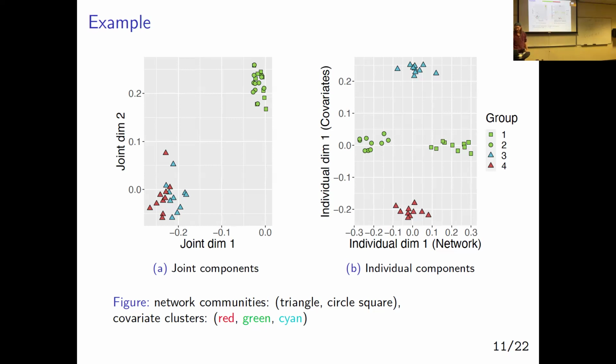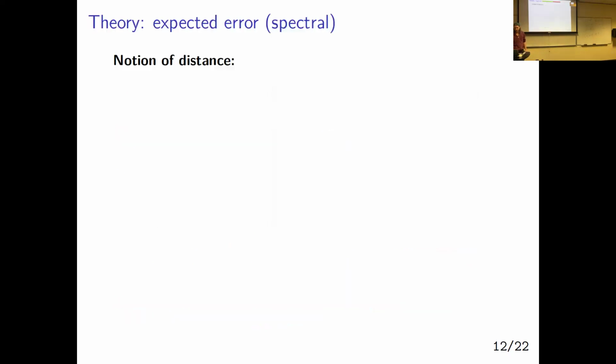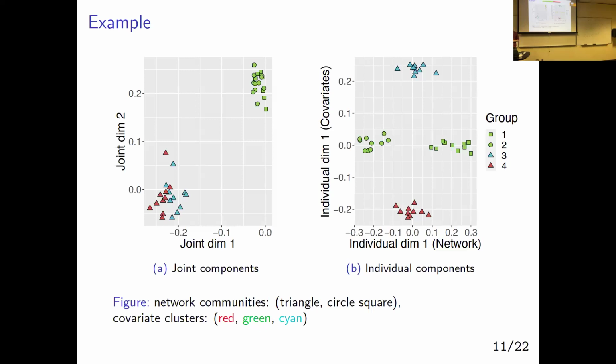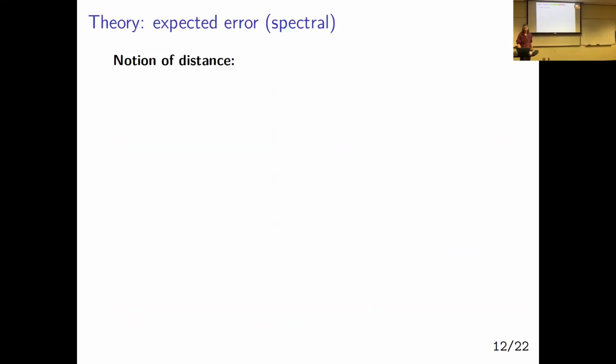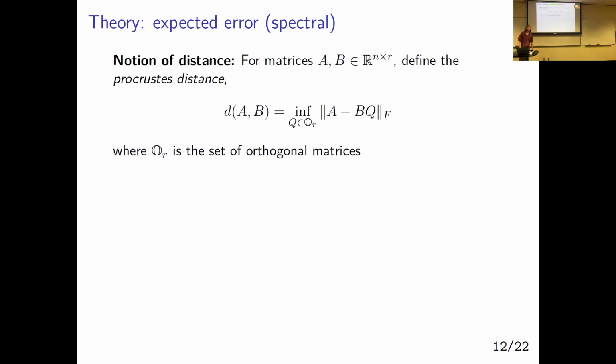So that's great. That's kind of what we would want. All right. So now that we've gone over what the estimation procedure is and what it means, I'll give a little bit of theory that we came up with to talk about how good it is. To talk about how good our estimates are, we need to talk about how far away they are from the truth. We're going to need a specific notion of distance to do that because we're really working modulo an orthogonal matrix, right? So for that, we're going to use the Procrustes distance.